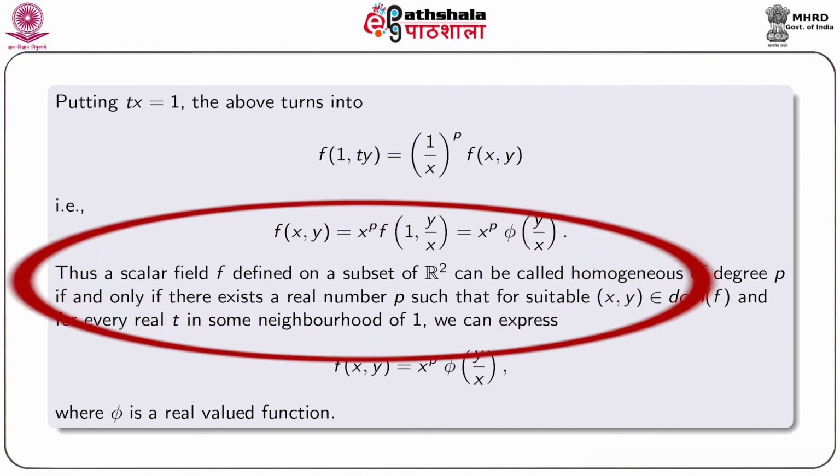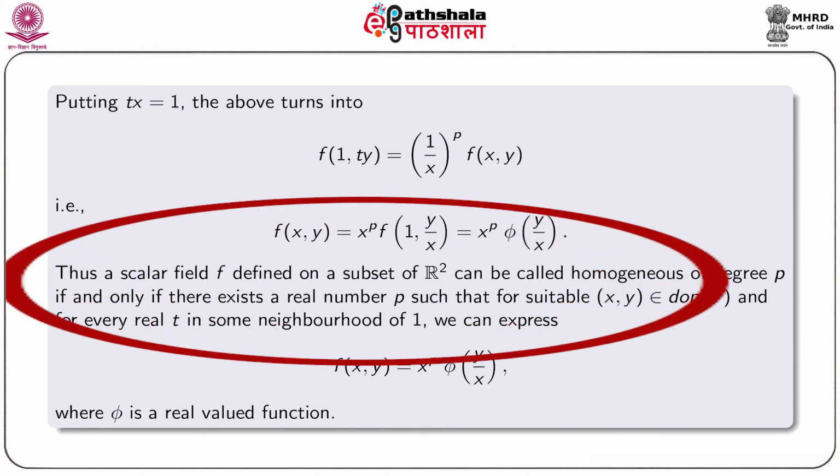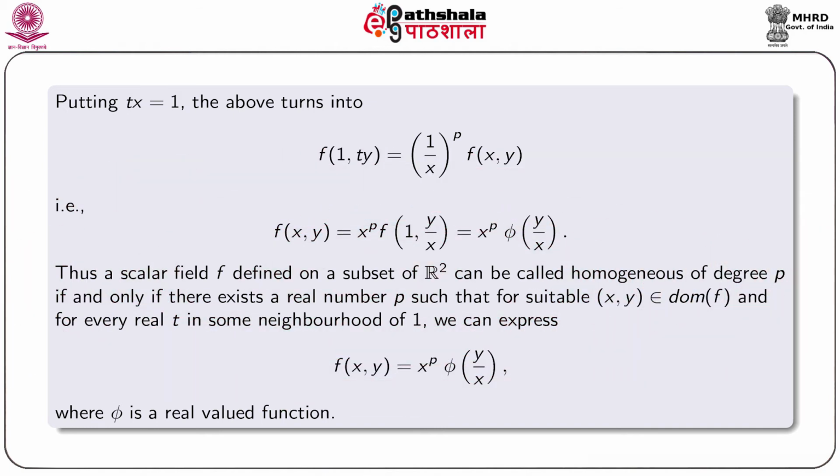Thus, a scalar field f defined on a subset of R2 can be called homogeneous of degree p if and only if there exists a real number p such that for every suitable ordered pair (x, y) lying in the domain of f and for every real t in some neighborhood of 1, we can express f(x, y) equal to x to the power p times phi(y/x), where phi is a real valued function.